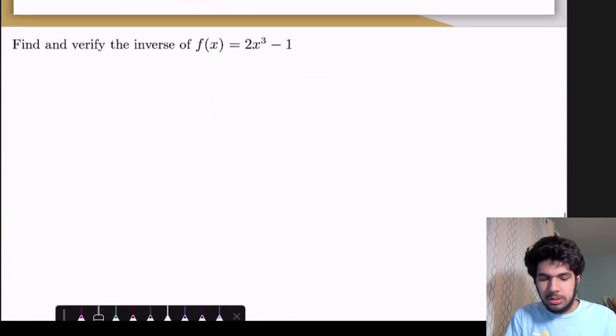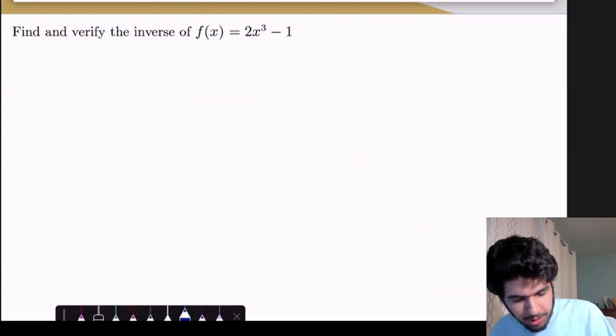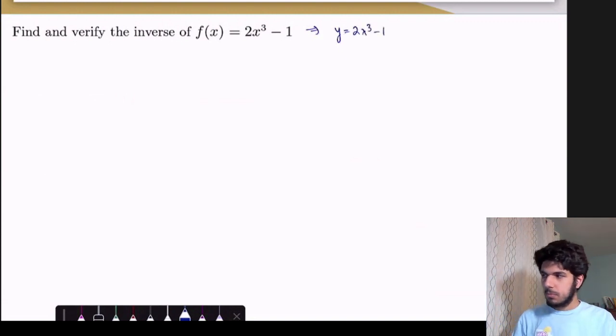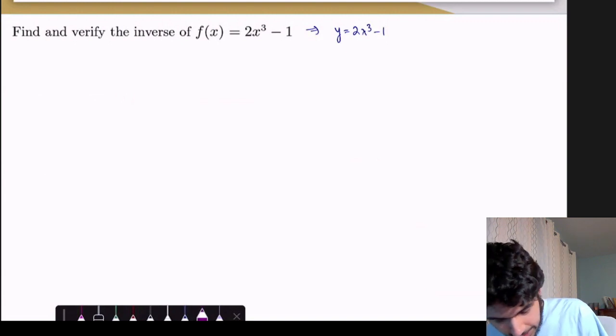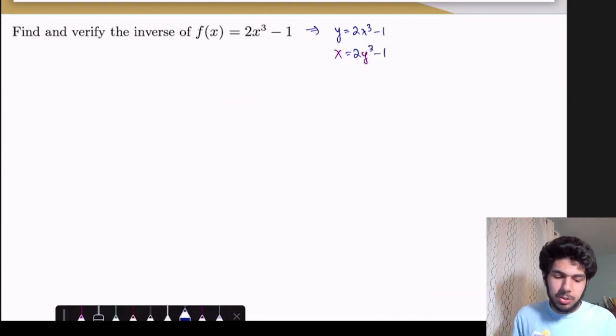Cool. So our first task is to find and verify the inverse of f of x equals 2x cubed minus 1. To do that, we have to swap the x and y variables. So we can rewrite this as y equals 2x cubed minus 1. Now we need to do the swap of the variables, so x equals 2 times y cubed minus 1. And now our goal is to solve for y.